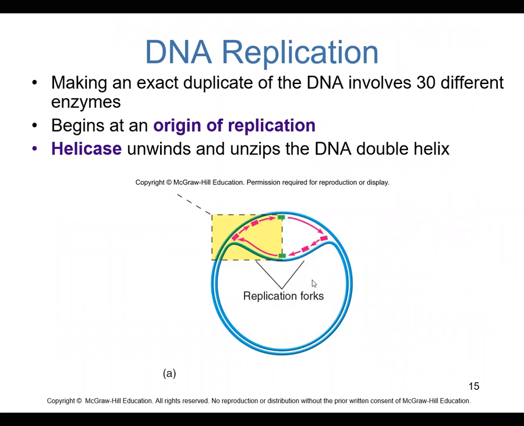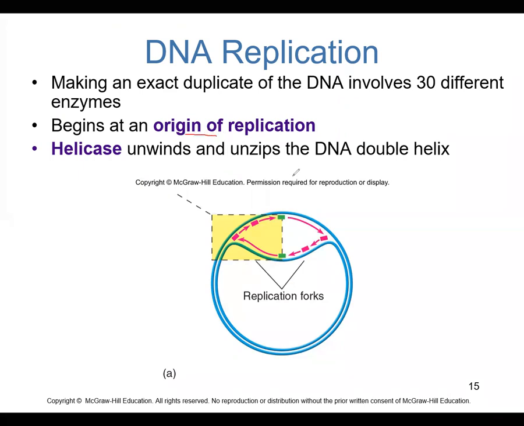We're mainly talking about prokaryotes. That's why we're using the circular chromosome. There's about 30 different enzymes, and we're going to end up talking about 6 of these here. What happens is that we have to have an origin of replication.